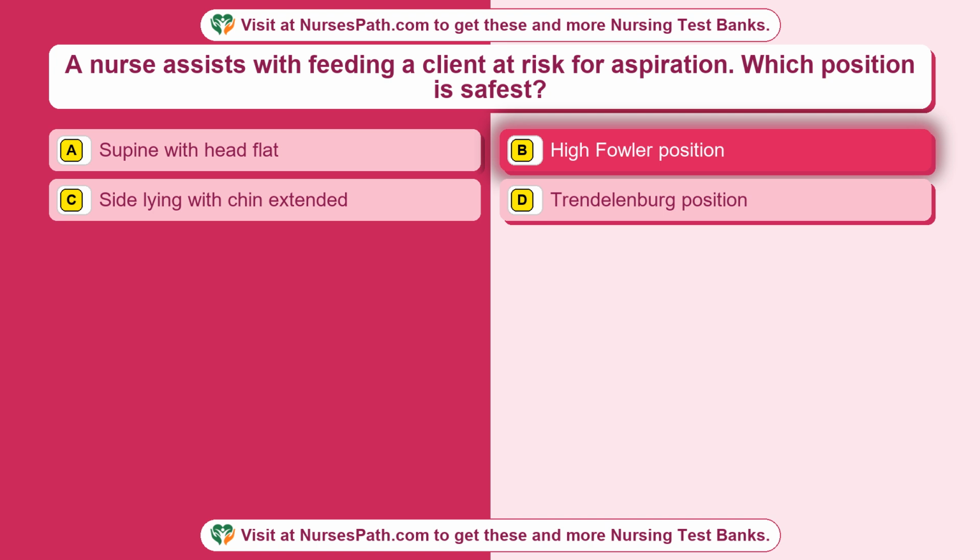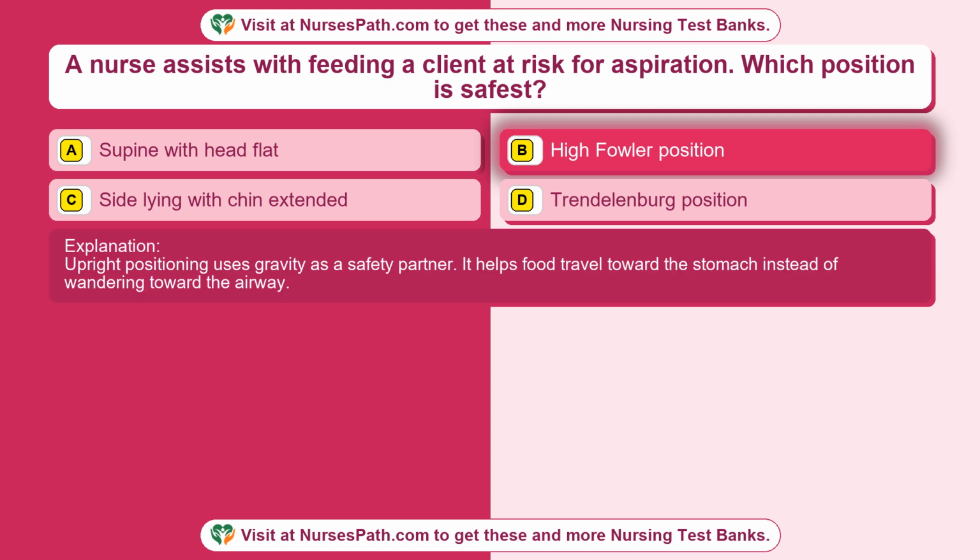High Fowler position. Upright positioning uses gravity as a safety partner. It helps food travel toward the stomach instead of wandering toward the airway.